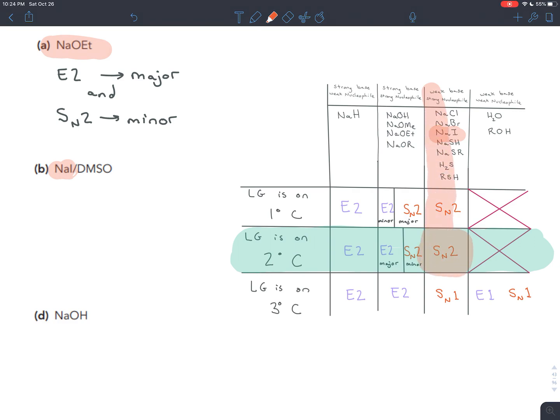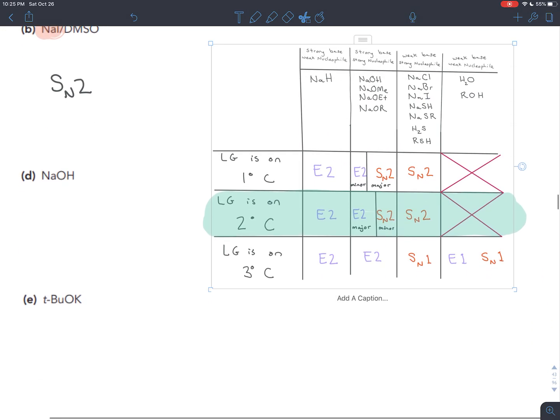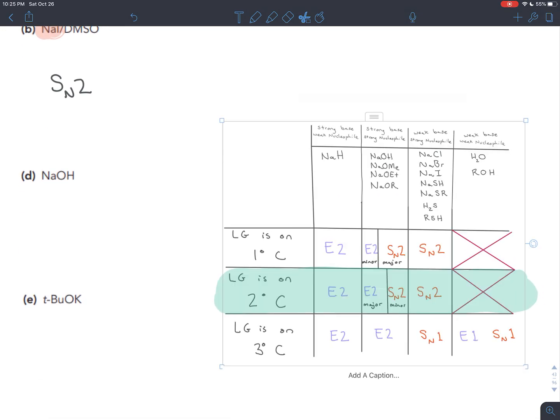is that we're in this column, and that overlaps with the row that we're interested in. Where that overlaps, you get an SN2 mechanism. And so that's probably why they gave us dimethyl sulfoxide, that polar aprotic solvent, to aid in this SN2 mechanism. Okay, so we're still dealing with 2-bromopentane, so our leaving group is still on a secondary carbon.